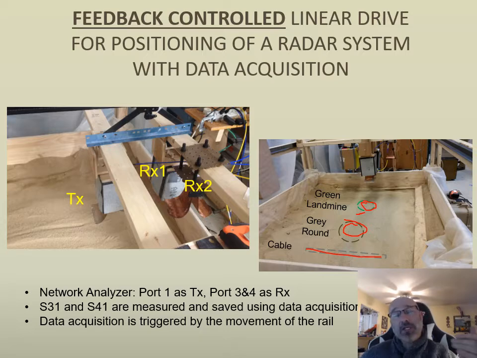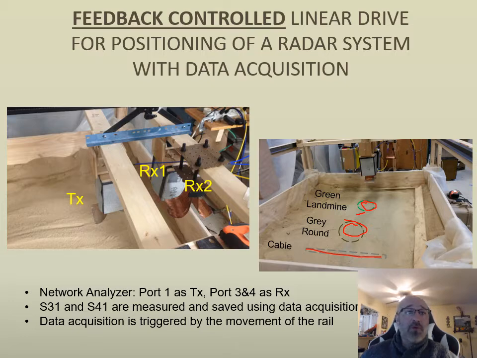At any point in time, as we're sending and receiving data through the antenna system, we need to know exactly where they are. So this is where a feedback controlled linear drive is going to be very, very crucial for us to know exactly where the antennas are at any point during the data acquisition.